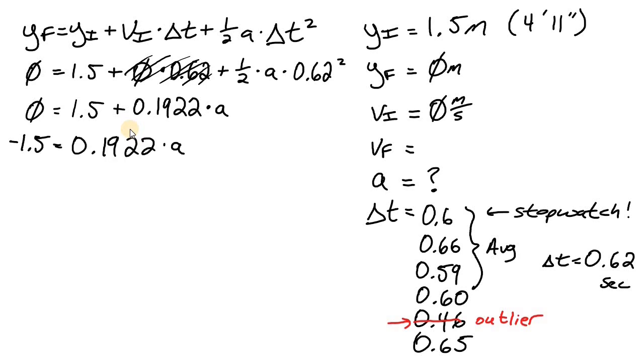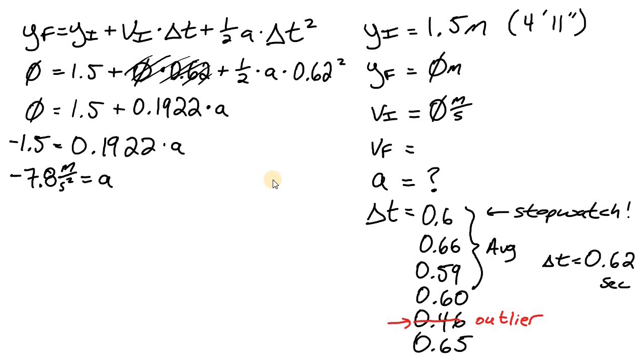Okay, so now we're here. Now we have a multiplication of 0.1922. So how do we get rid of a multiplication of 0.1922? Divide both sides by 0.1922. And that gives me a negative 7.804 as my acceleration, and that's in meters per second squared. Okay, so this is what we calculated for our acceleration.